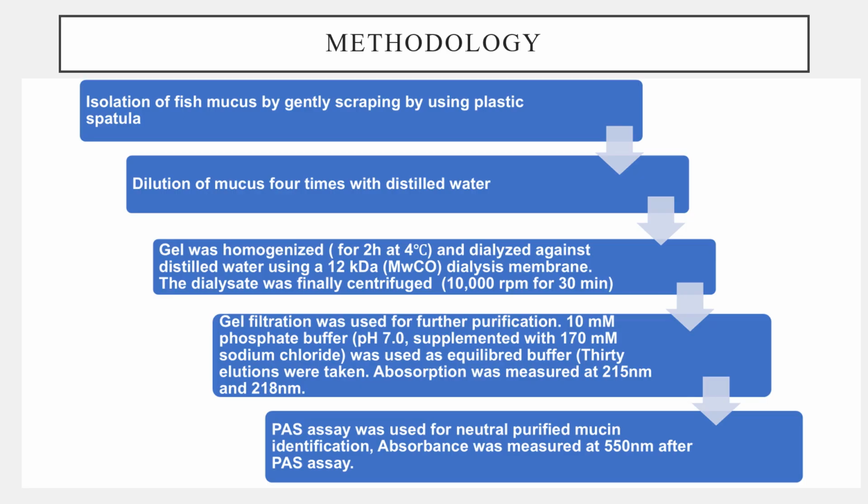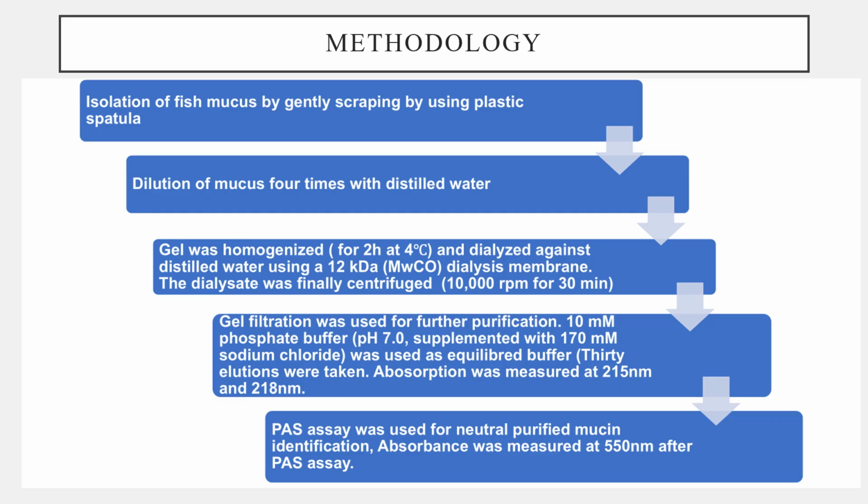Here I will explain the methodology for glycoprotein isolation. To isolate the glycoprotein, the following steps were followed. First of all, fish mucus of 3 fish species was gently isolated by scrubbing using a plastic spatula. Next, dilution of mucus 4 times with distilled water.